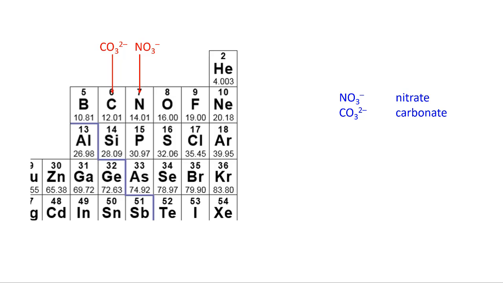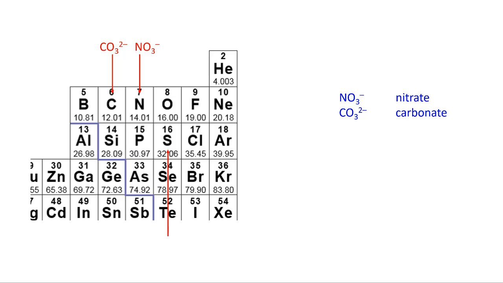Now that you have carbonate written down, notice the pattern between these two polyatomic ions. They both have the same number of oxygens, 3 oxygens, but their charge is different by 1. Nitrate has a -1 charge and carbonate has a -2 charge. So notice that in the periodic table, the polyatomic ion that is further to the left tends to have a lower charge by 1.